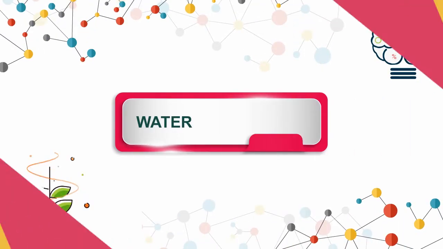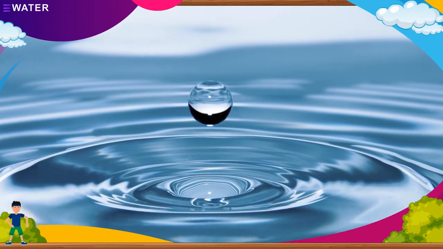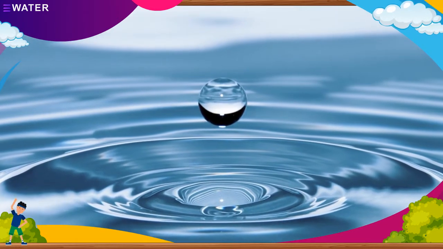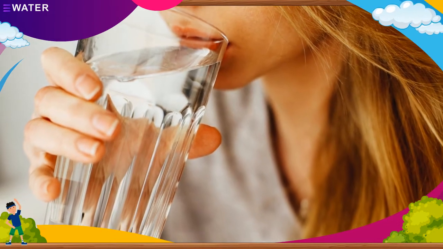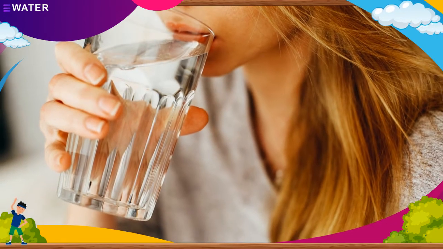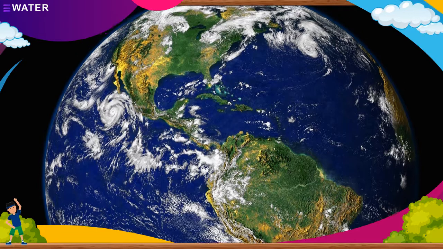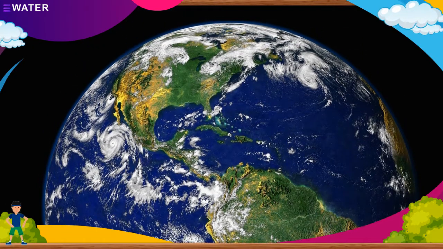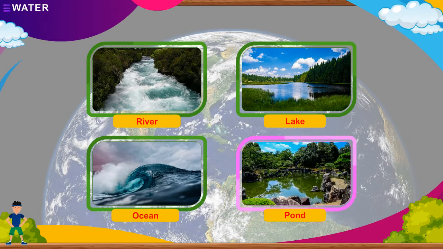Water. Like air, water is also essential for living things to stay alive. 2/3 of the human body is made up of water. Water plays a vital role to function the body. About 75% of the Earth's surface is covered with water. It is found in rivers, lakes, oceans, ponds, and even underground.